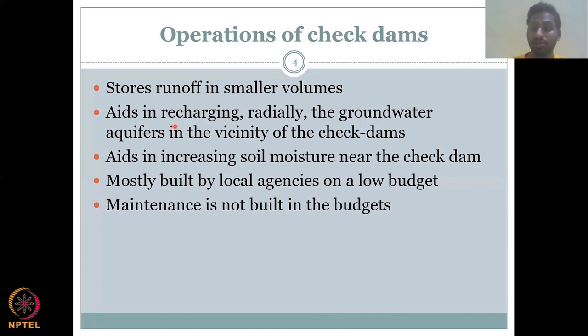Maintenance is not built into the budgets. As we looked at in the issues last week before this class, the major issue is people don't maintain it. It's a big concern, because it is your property. You are the major stakeholder. You're the major beneficiary. Why are you not maintaining it is the question.